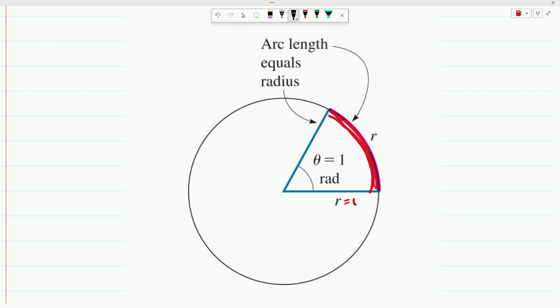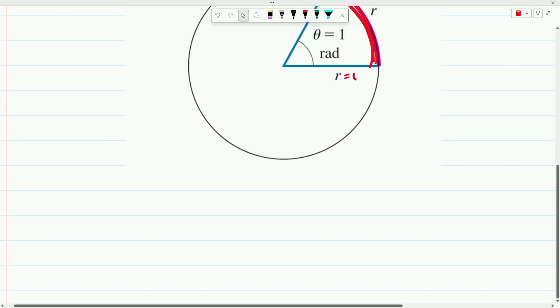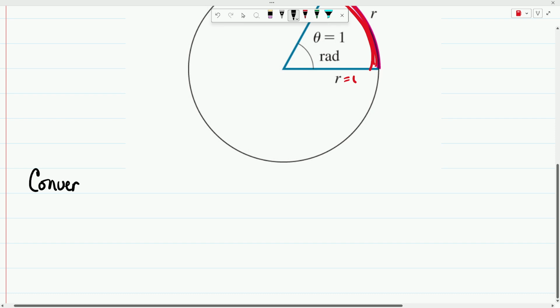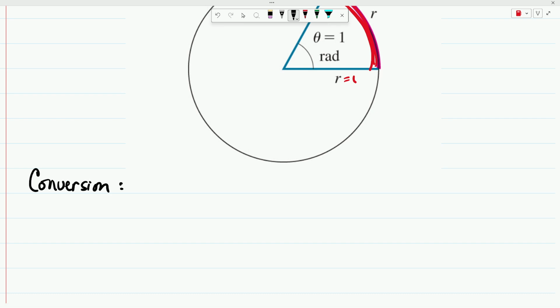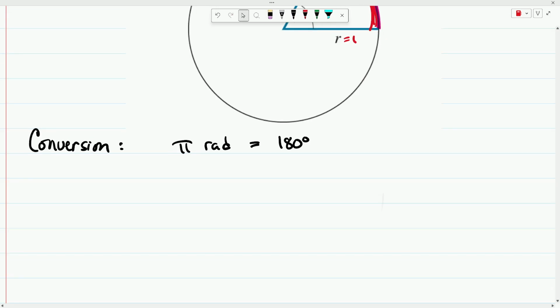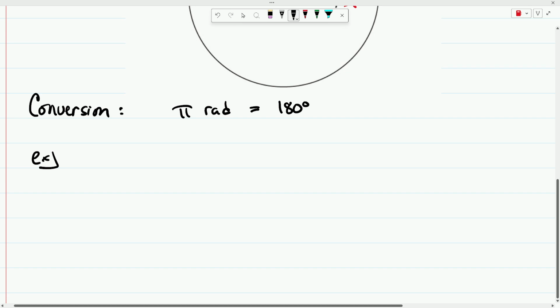Now, the conversion to convert in between radians and degrees is right here. So pi radians will equal 180 degrees.